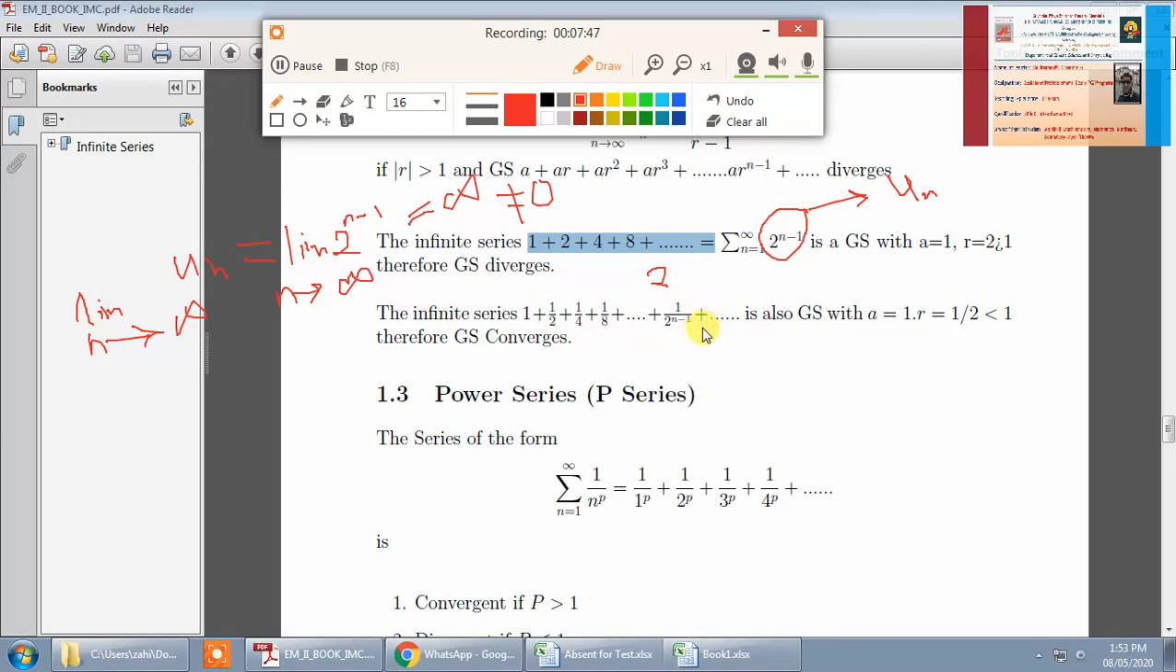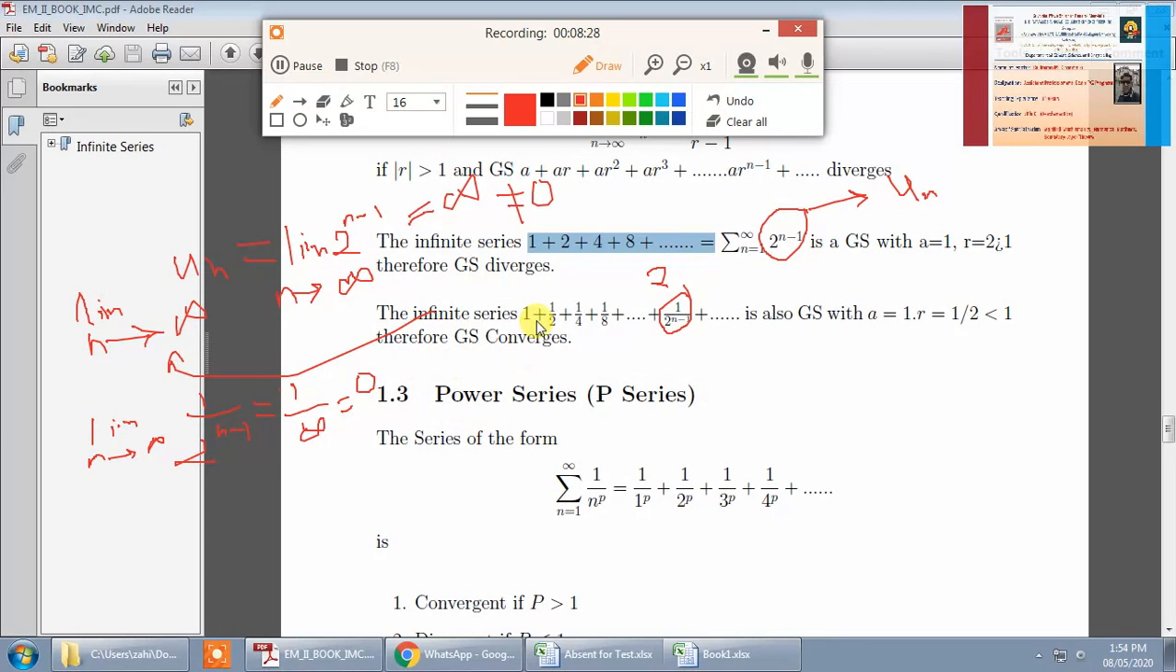Now let us have a second series 1, 1 by 2, 1 by 4, 1 by 8 and so on. What is its nth term? For this series the nth term is, as n tends to infinity, 1 upon 2 raised to n minus 1. If I put n equal to infinity, infinity minus 1 is infinity, 2 raised to infinity is infinity, and 1 upon infinity is equal to 0. It doesn't mean that it is convergent. But with the help of the geometric series I am going to show that it is convergent, and it will be a confirmation of your necessary condition.